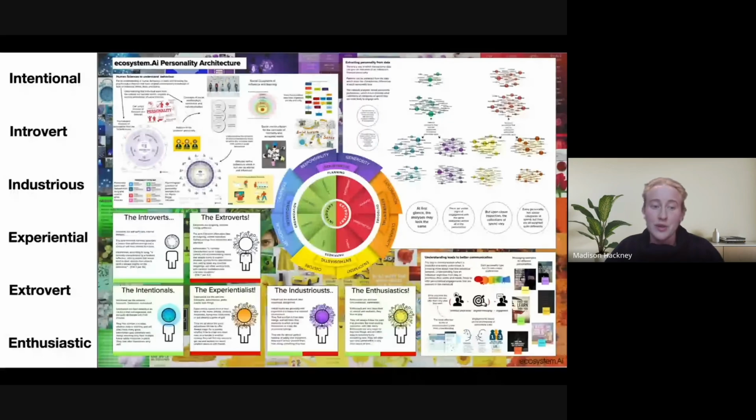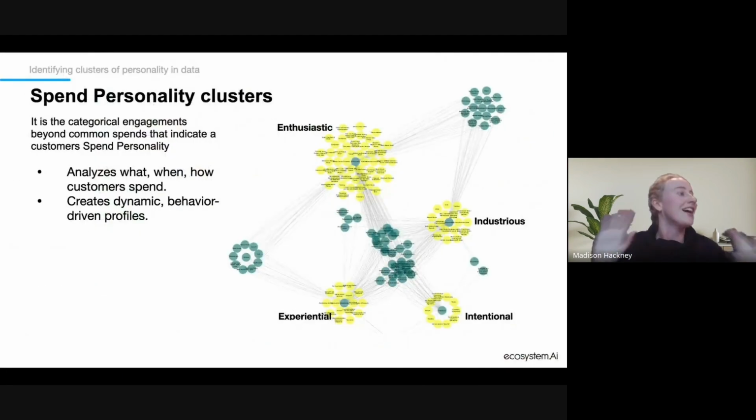Now we have enthusiastic spenders. These are excited spenders and they spend on a large number of categories and aren't bound to a particular category. They will have very different networks on a month-to-month basis and they're quite large. They like things and they like something that excites. So these are our different spend personalities and the different ways that we can understand customers, or a bank could understand their customers. So when we look at spend personality clusters, it's these categorical engagements beyond the common spends that indicate the customer spend personality.